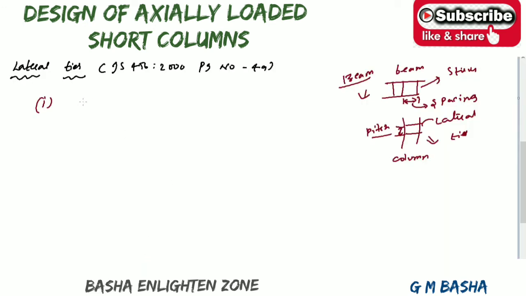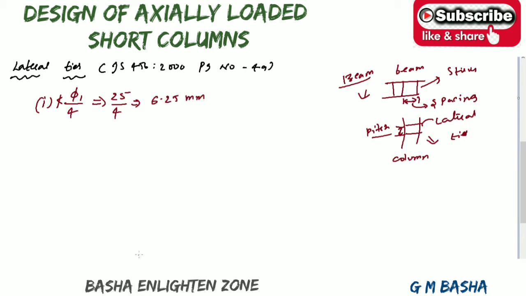So the first one will be diameter by 4, shall not be less than the diameter of the longest longitudinal bar by 4. So what is the longest longitudinal bar we are using here? 4 bars of 25 dia. So 25 divided by 4, which is 6.25 mm.